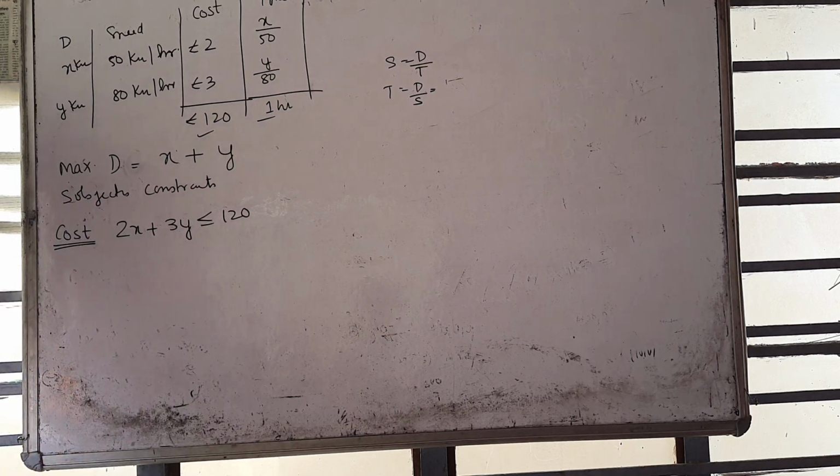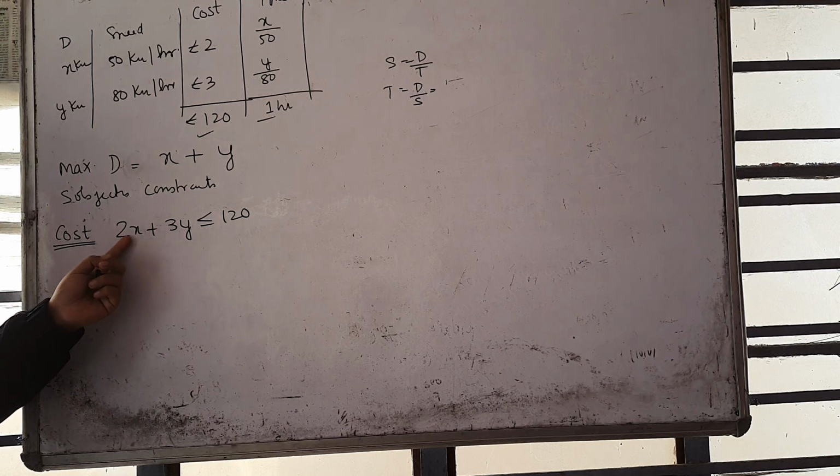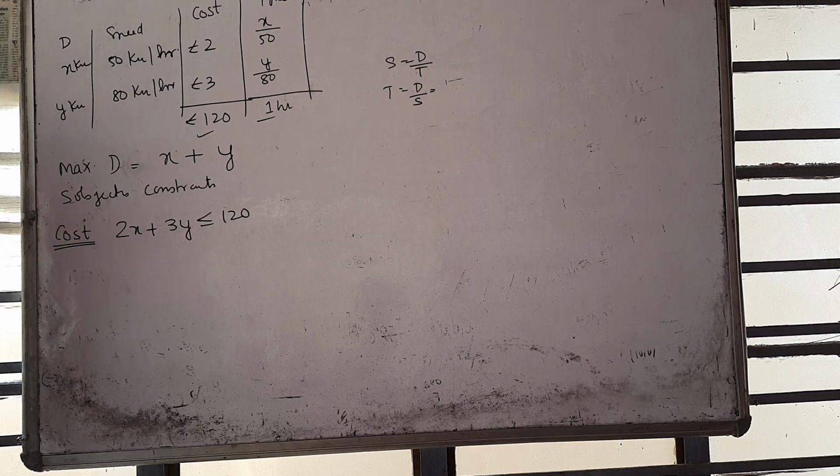Is that clear? Now looking at this, tell me, is this bounded or unbounded? It's bounded. Why? Put 0. 2 times 0 is 0. 3 times 0 is 0. 0 is less than or equal to 120. So 0 means 120 is greater.